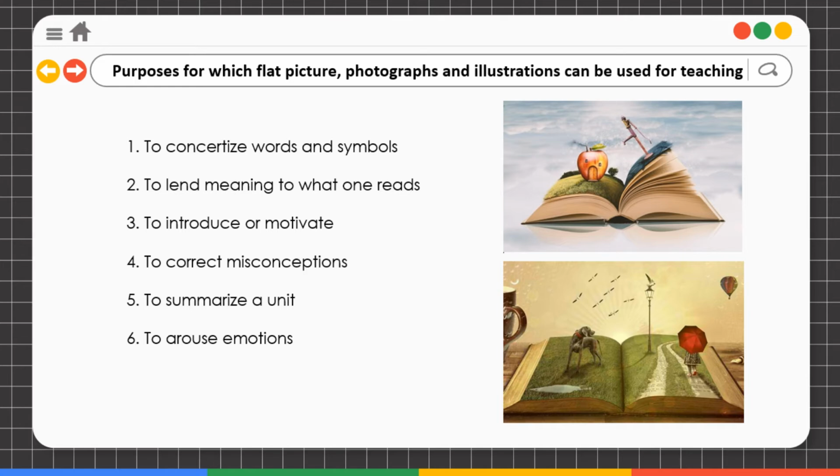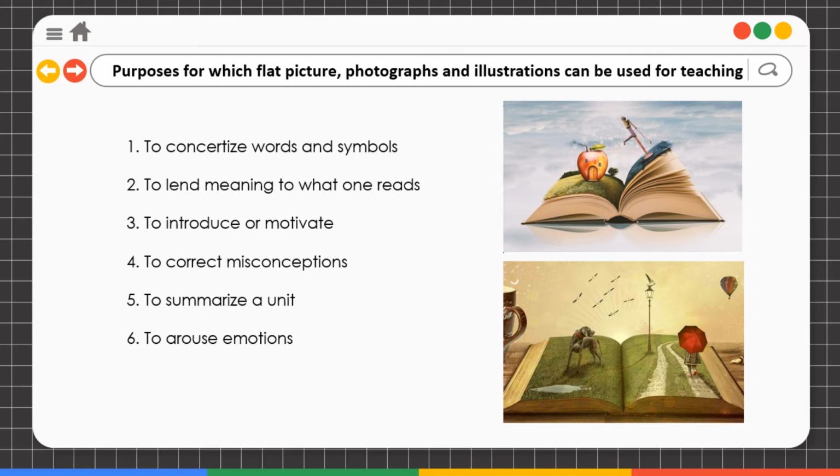Number 2, to lend meaning to what one reads. In a science class, a student reads about single-celled organisms like amoeba or the paramecium. An enlarged picture of both, when seen by the pupils, will enrich what they read. Likewise, if reading about atoms and molecules, seeing an illustration about them will enrich their understanding of what they are.